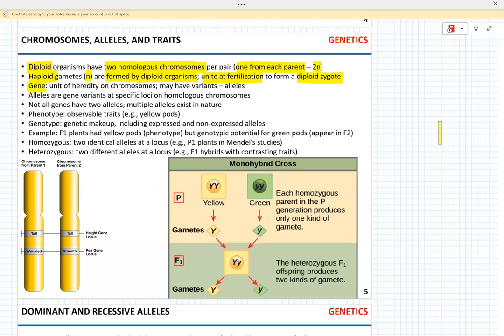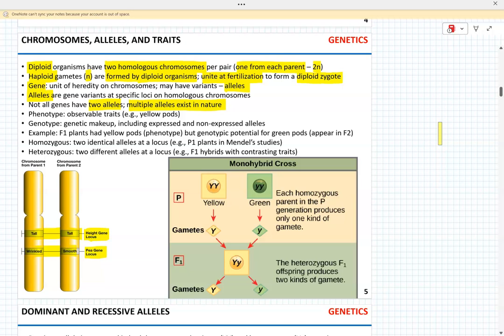A gene is a unit of heredity that exists on the chromosomes, and it may have variants, in other words, alleles. Here's an illustration of the height gene alleles, two tall alleles on two homologous chromosomes, and the seed shape allele. Now, alleles are essentially the variants of the gene at a specific locus on homologous chromosomes. Not every gene has only two alleles. There are examples of genes that have multiple alleles, and we're going to discuss them.